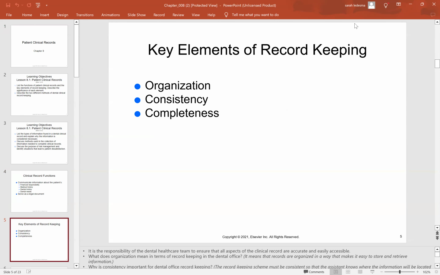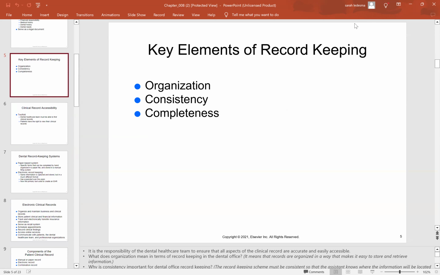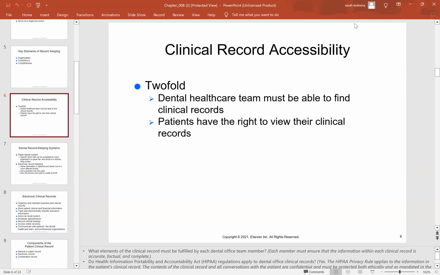The key elements of record keeping include organization, consistency, and completeness. The clinical record accessibility is twofold. So we want the dental healthcare team to be able to find clinical records and the information needed, but also the patients have a right to view their clinical record.